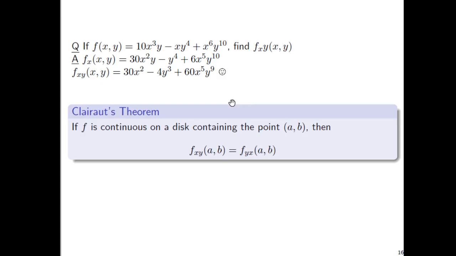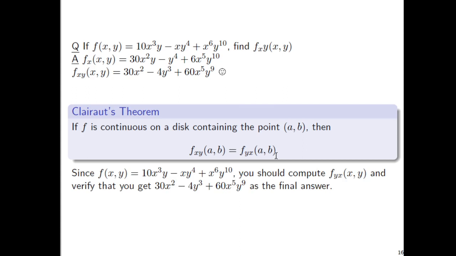Okay, it turns out that there's this theorem which says that if your function is continuous at all points surrounding the point a comma b, then it doesn't matter whether you differentiate first with respect to x and then y or vice versa. But that's so as long as you have a continuous function, this works out nicely. So in other words, take the function above. You ought to, on your own, without using the theorem, just compute what f sub yx is, and you should get the same final answer. And it'll just be an example of Clairaut's theorem.